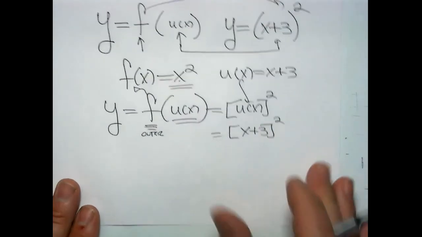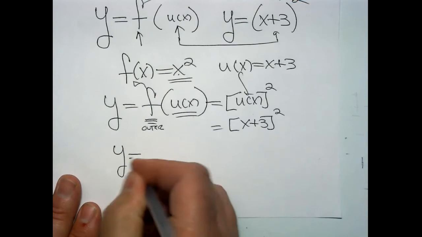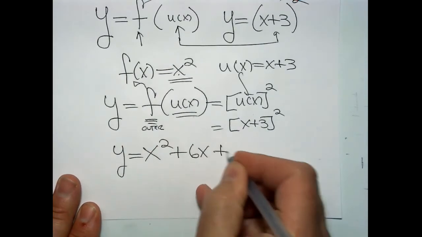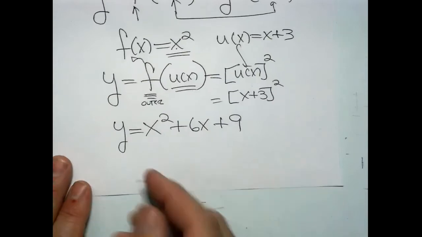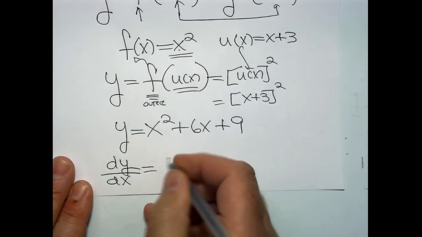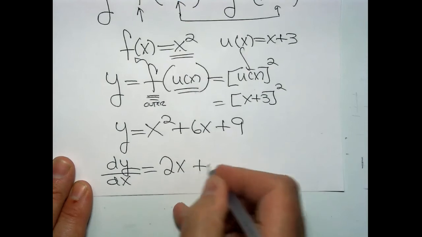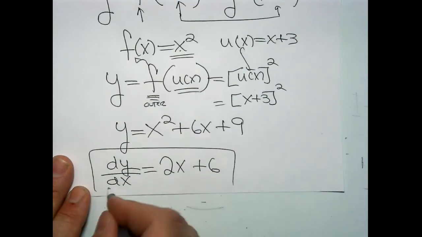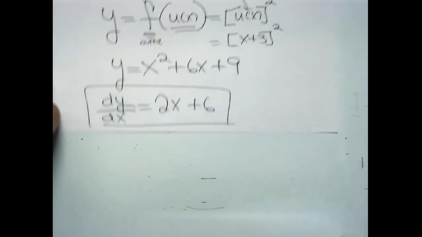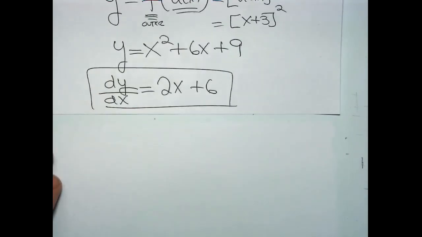Now, because it's x plus 3 squared, we can do some algebra on that, right? And not only can we do the algebra, we can do our derivative, dy dx. We don't need any special rule for that. So we've got our dy dx right there. So really, no matter what we do here, we have to make sure that dy dx comes out to be 2x plus 6. Let's see if the chain rule really works.